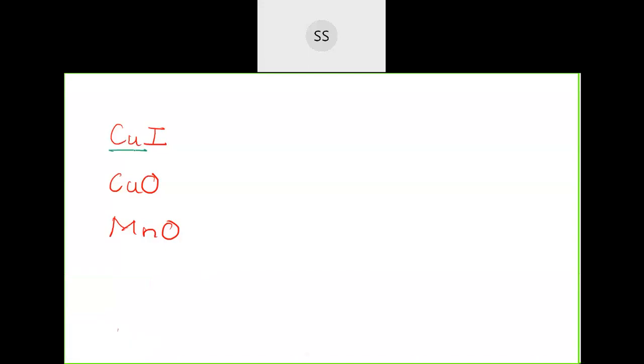Underlined element over here, this is copper, here copper, then manganese. Stock notation you represent only for metals. So you need to calculate only for metal here.